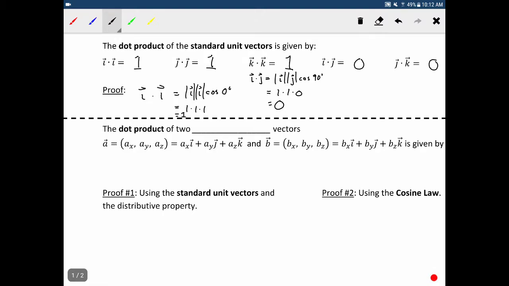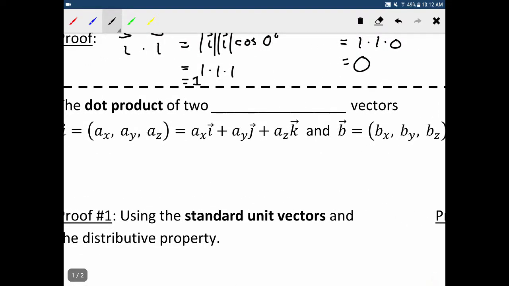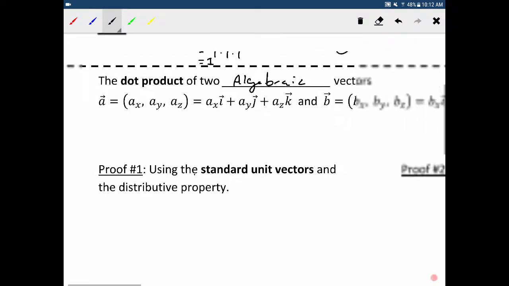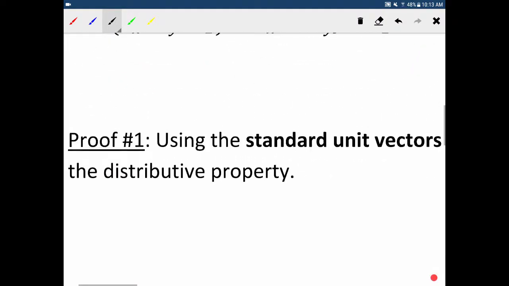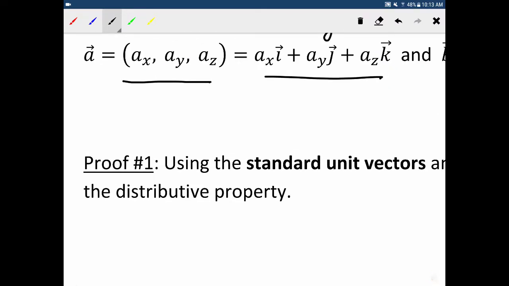So, the dot product of two algebraic vectors. The formula we're going to use here: you see I've got these two vectors, a and b, and I've just broken them up into their components. So you've got ax, ay, az, and you could write this either in this form or in this form. It doesn't make a difference. It works the same. I believe this is a little easier than yesterday's. You may have a differing opinion, and that's okay.